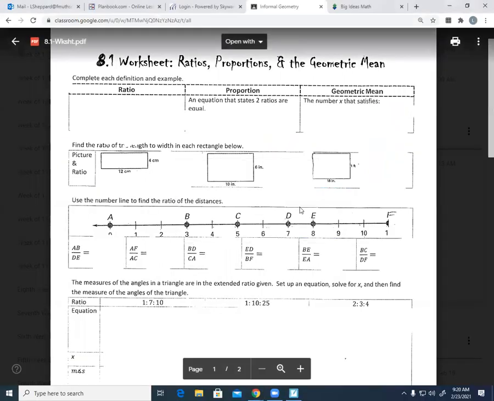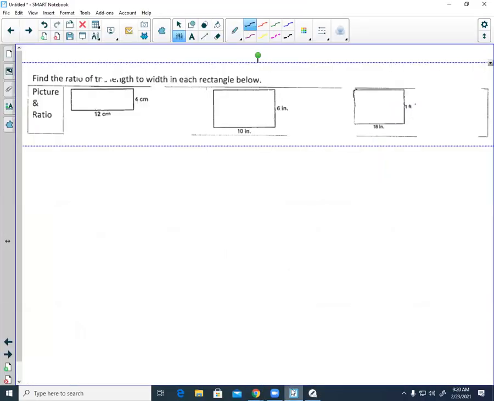Oh, this next part got cut off a little bit. So it says find the ratio of the length to width in each rectangle below. Which one is the width? The one that goes this way or the one that goes this way? It goes this way. Width is wide, right? Width is wide, so width means left and right. So in each of these, it says length to width.